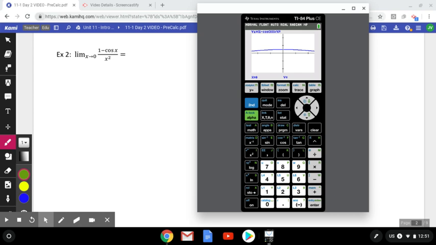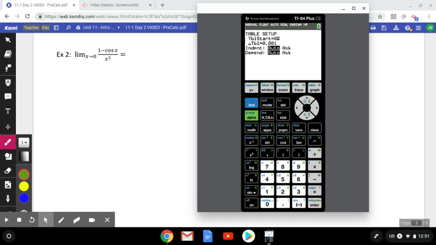Let's make sure that this is actually the case by hitting our second window, which is a table set. For my table start, I want that x value that I'm looking at. In this case, it's 0. And because this is a limit to a finite number like 0 or 5 or 10 or any kind of number, other than infinity or negative infinity, those aren't actual numbers, you want to make your delta table 0.001. You want to stick right around 0.